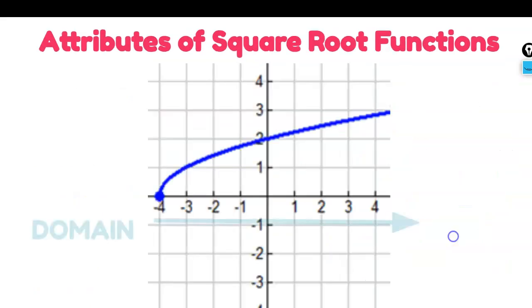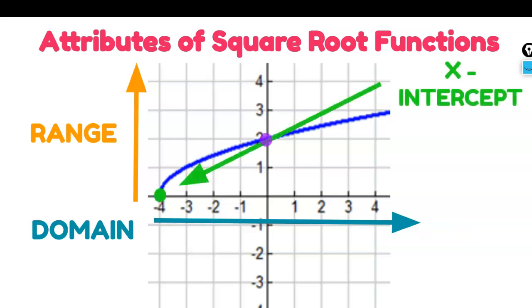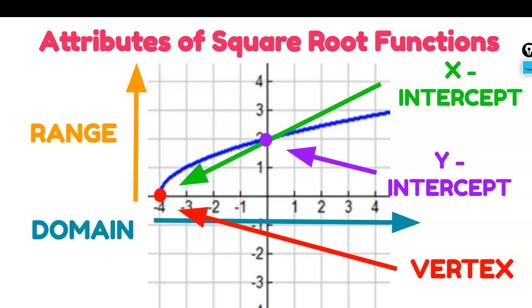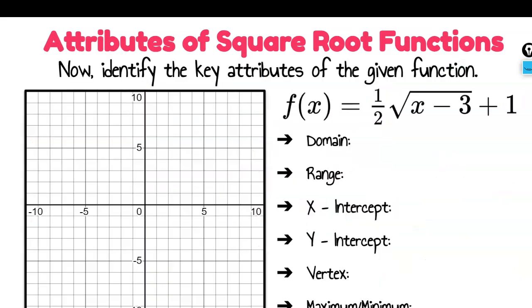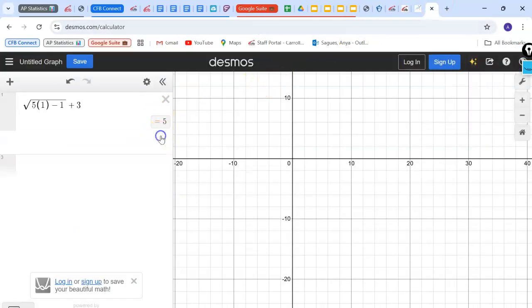Now for a square root function, we've got our domain. Okay, we've got our range. We've got our x-intercept. We've got our y-intercept, and we've also got our vertex. So let's take a look at this one. Okay, so for this function, just once you get this, you just plug this into Desmos and literally figure out your answers from there. Now, are you going to have to sketch it for me? Absolutely. Please make sure that you remember that you have to sketch things.